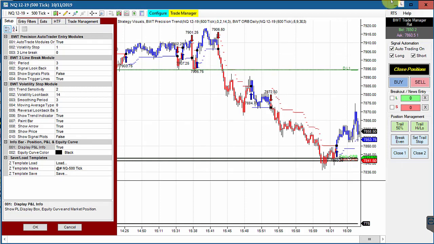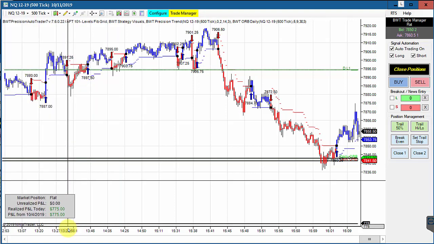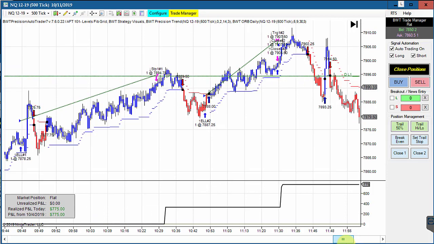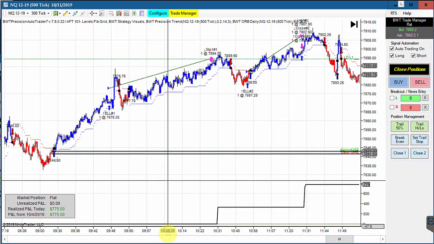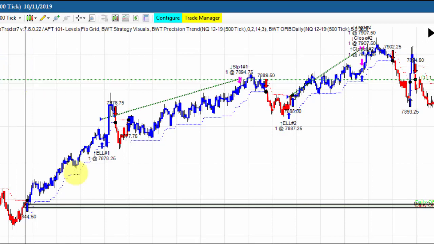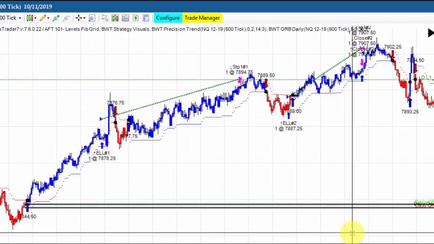Okay, so here's our NASDAQ on a 500 tick chart. And this is the template here, and this has a goal of 750. So this did 775 today and had very nice positive slippage. Let's take a look. So this took full advantage of this strong move to the upside. This is just a standard 500 tick chart, and there were 2 trades here, and it hit its goal of 775.